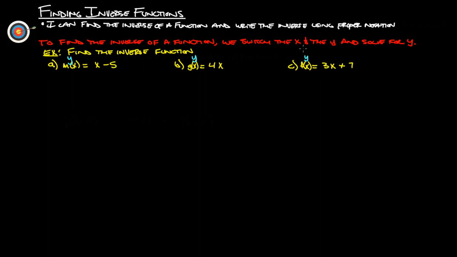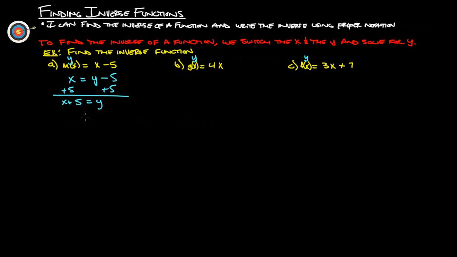So what it says is we're going to switch the x and the y, and we're going to solve this for y. So this y turns into x, and this x turns into y, and then we simply get y by itself. So we add 5 to both sides, and we get x plus 5 equals y. So this x plus 5 now is the inverse function.